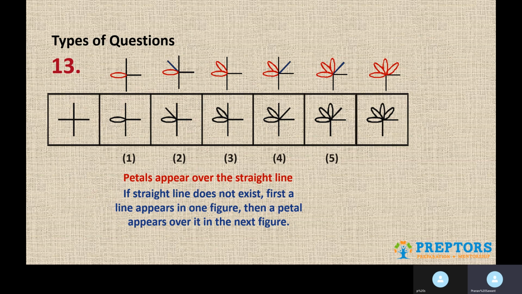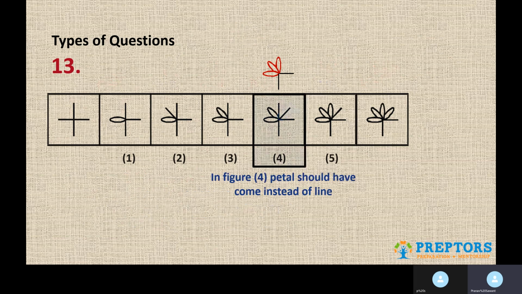So these are the lines. Now you can see the figures as well. These are exactly the figures that we need. So petal is there, line is there, petal is there, line is there, line is there, but we need petal. See, line is already present. So this means we don't want a line over here, we want a petal instead. So instead of this line, there must be a petal, hence option 4 is the answer.